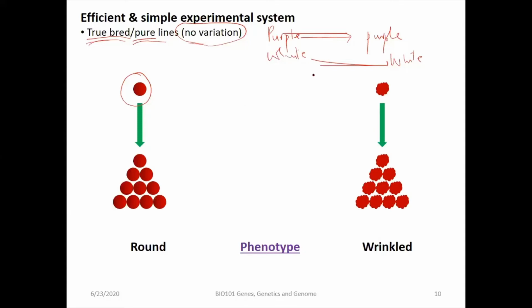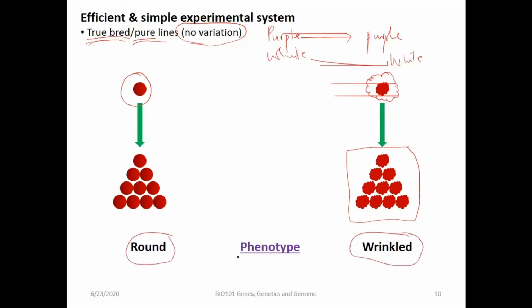As compared to rounds, he also had wrinkled, and what he did, he collected wrinkled seeds, he grew them, and generation after generation, he found wrinkled is also true breeding or pure line. Now, you should know round or wrinkled, these are what? Phenotypes. Appearance. Tall and dwarf, these are two different phenotypes. Height is the character, but tallness and dwarfness are the traits, the phenotypes.